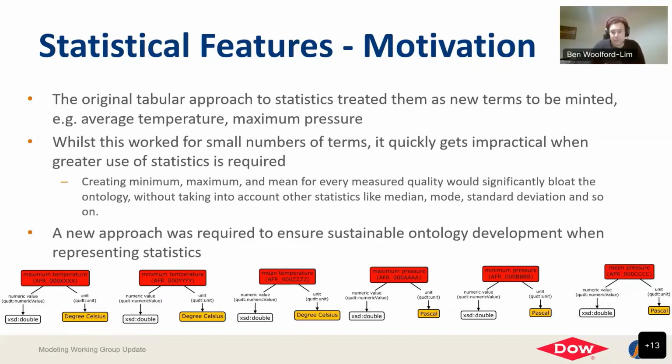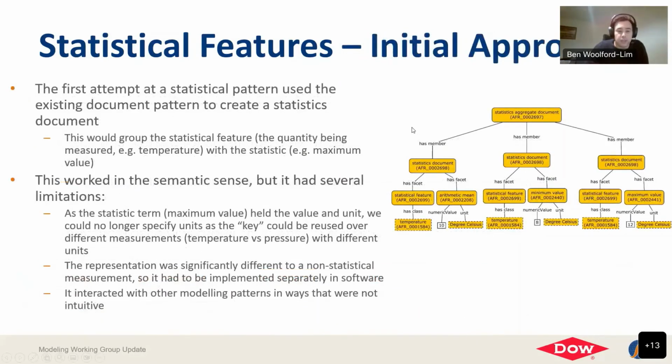So you can see down the bottom there, if we were doing it in the original way, for just pressure and temperature, those 3 things, you'd have to mint those 6 red terms in the screen there, and that just explodes very, very quickly.